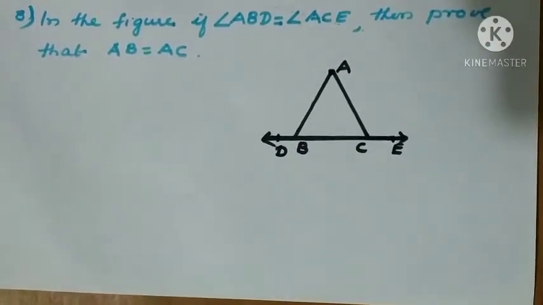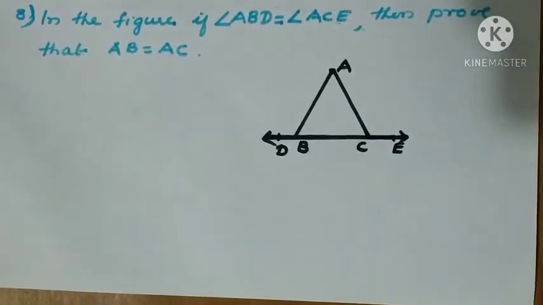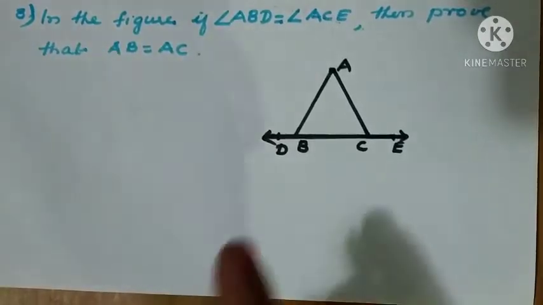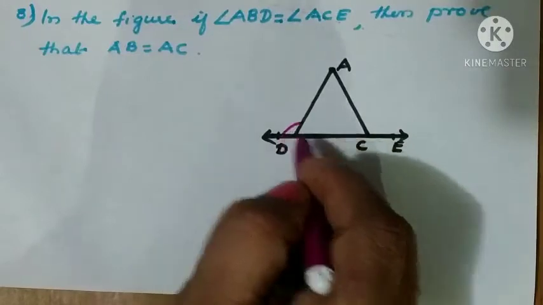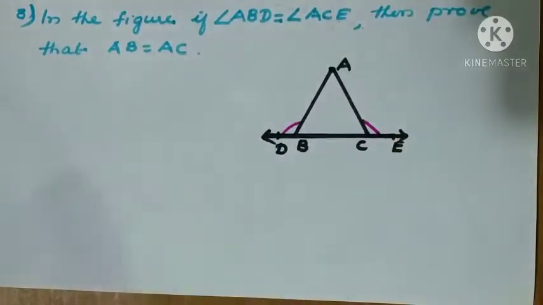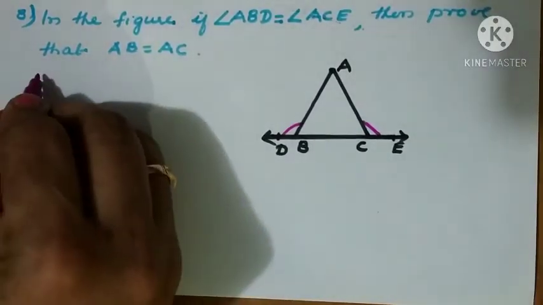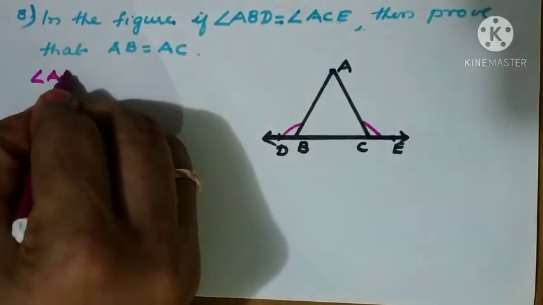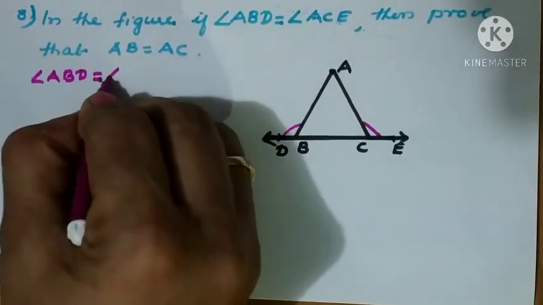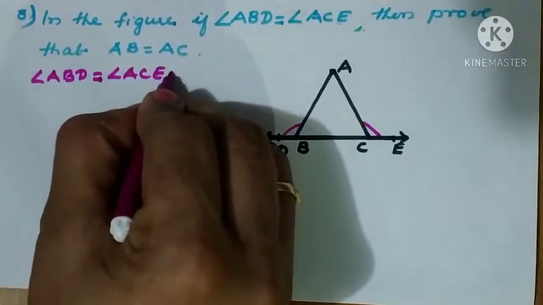In the given figure, next question, angle ABD equal to angle ACE. Prove that AB equal to AC. Right. Now angle ABD is X, means what is angle ACE? That is also equal to X only. So I'll write here, let angle ABD equal to angle ACE equal to X.